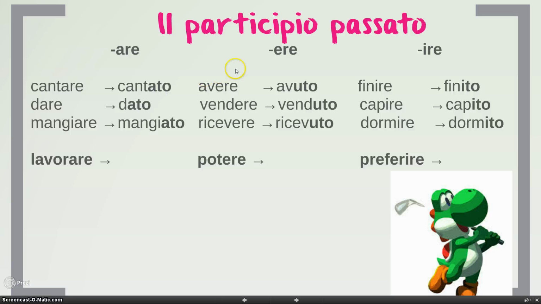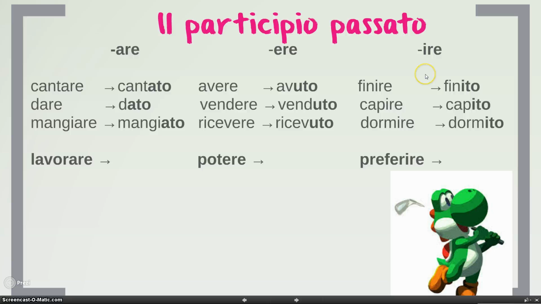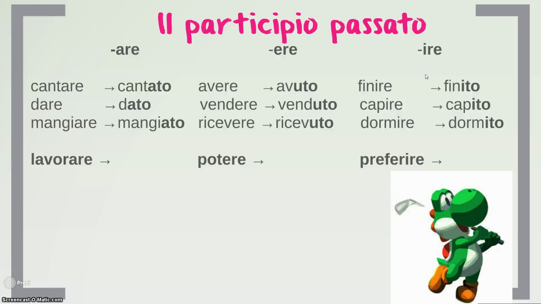Now let's look at ere verbs. We have avere, avuto, vendere, venduto, ricevere, ricevuto, potere, what's your guess? Potuto. And for ire verbs, we have finire, finito, capire, capito, dormire, dormito, preferire, preferito. So as you can see, each type of verb has a separate ending.